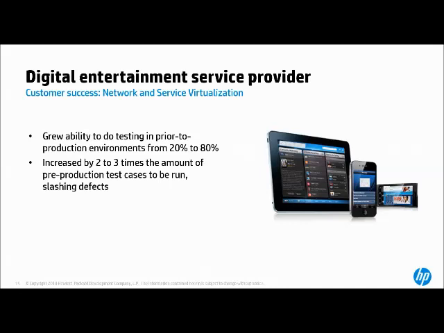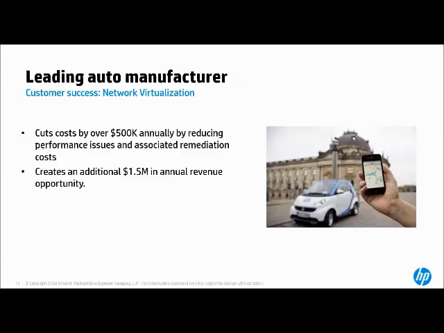The next one that we'll look into is a leading automotive manufacturing organization. This one happens to be out of Europe and is a case that's more based around mobile. There were some significant issues when they deployed their app out there, and it was around automotive manufacturing, but they were able to actually cut costs by over $500,000 annually just by reducing these performance-related production incidents and the associated remediation costs.